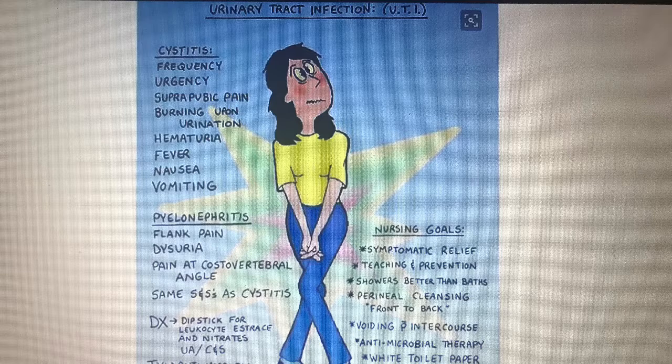Since ESBL can cause UTIs, it's very important to do a urinary assessment. Ask the patient if they have burning upon urination. Ask if they have frequency and urgency. Also if they have suprapubic pain. Then do a CVA tenderness on the patient.